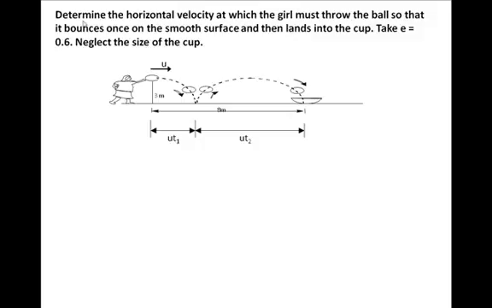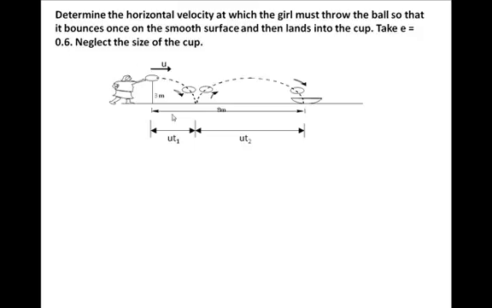See, the first problem says, determine the horizontal velocity at which the girl must throw the ball. This girl is throwing the ball with horizontal velocity u, so that it bounces once on the smooth surface and then lands in the cup. So she leaves with horizontal velocity u, this ball goes, bounces here and again comes back and it exactly falls in this cup. Take e as 0.6, neglect size of the cup.